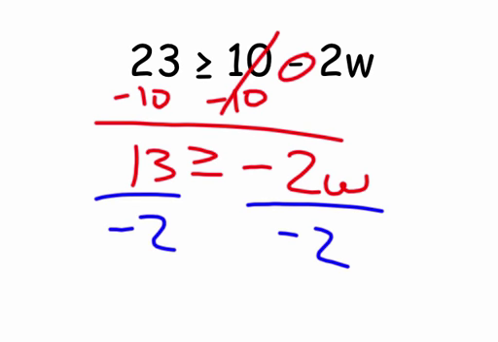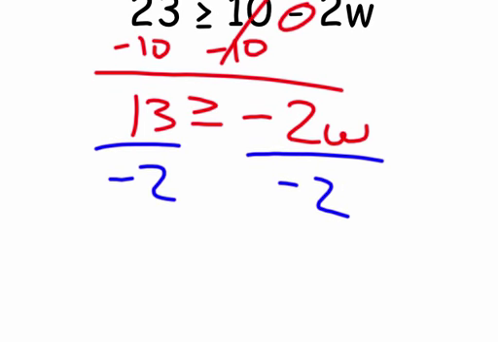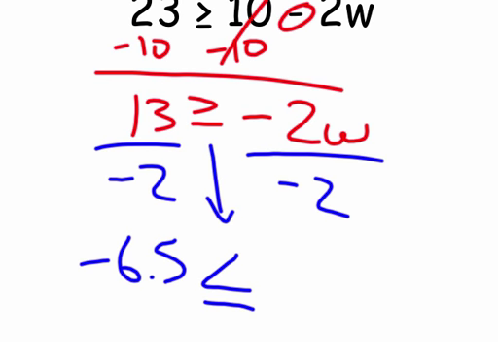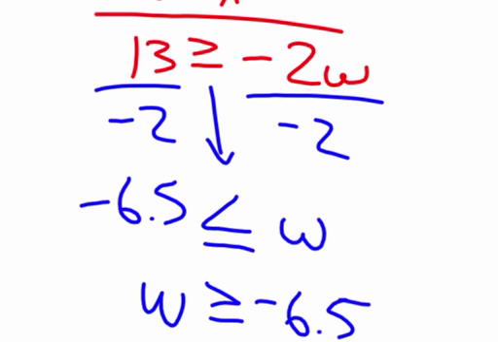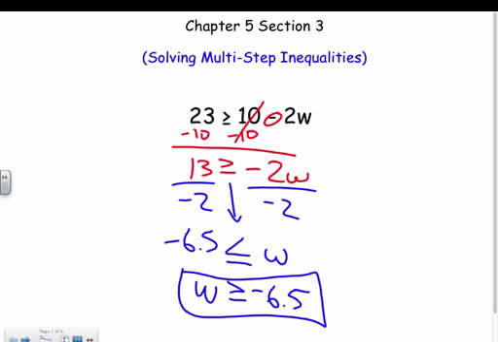And be careful. Remember, if you divide or multiply by a negative on both sides, what happens to your symbol? It flips. Okay, so I got to flip my symbol. I got to reverse my symbol. Well, 13 divided by negative 2 is a negative 6.5, however you want to write that. And just remember, always put your variable first. It just helps just in case you have to graph it. So I'm going to say W is greater than or equal to negative 6.5. And there we go. So just applying the rules that we already know.